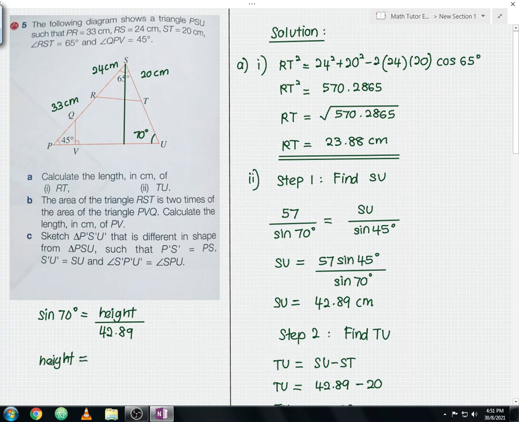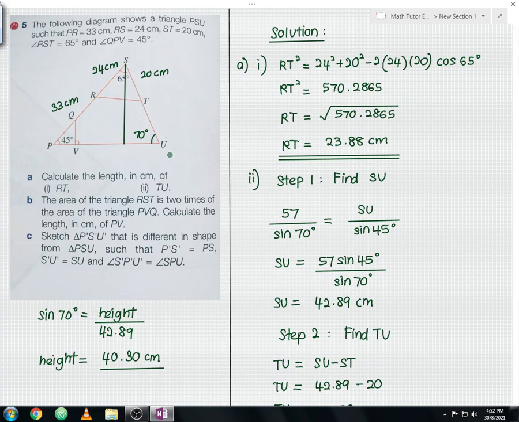To calculate the height will be 42.89 times sine 70 degree. So you calculate this, and from here you get your height is 40.30 centimeter. So this is your height of the triangle. Let me underline this. As you can see over here, your height is actually less than the side of the triangle. So in this case, there will be an ambiguous case.